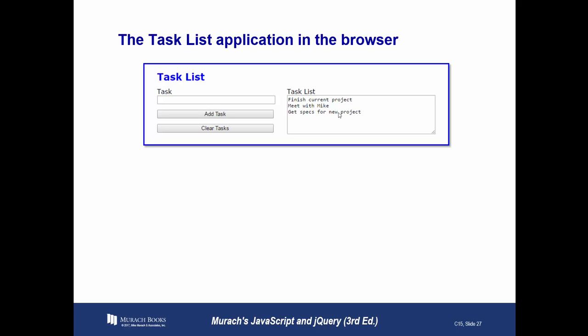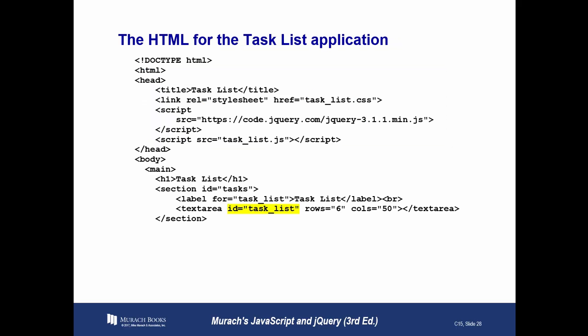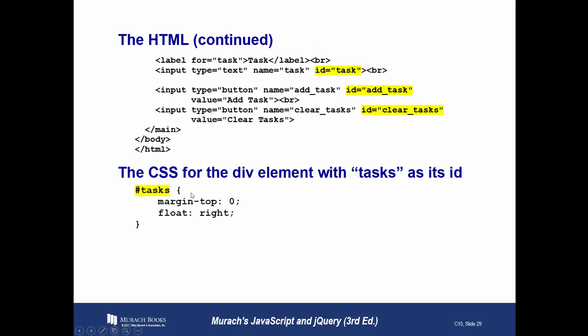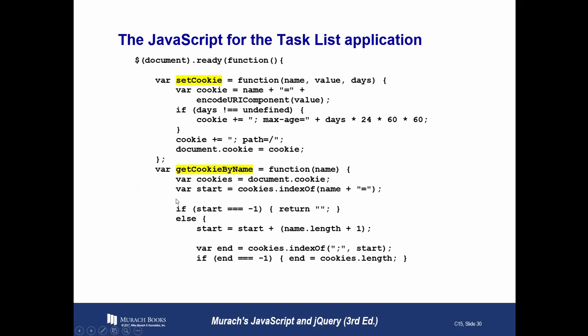All right, in the head element of the HTML, it shows that there's one CSS file used here along with jQuery. In the main element that you can see here, and it goes on to the next page, the section element contains the text area element that will display the tasks. Here is the associated CSS, and here's the JavaScript. It starts with a jQuery ready event handler, and within this there are three functions that the application uses to work with cookies. The set cookie, get cookie by name, and delete cookie functions are the same as the ones we saw earlier in the chapter.